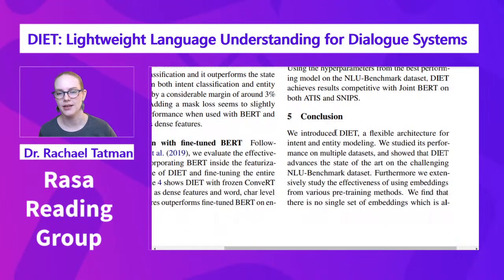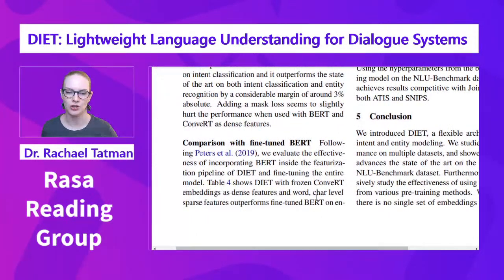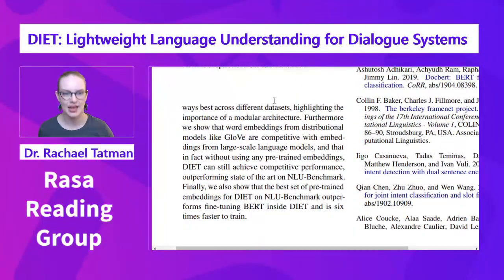All right, conclusion. We introduced DIET, a flexible architecture for entity and intent modeling. We study its performance on multiple datasets and showed that DIET advances the state-of-the-art on the challenging NLU benchmark dataset. Furthermore, we extensively studied the effectiveness of using embeddings from various pre-training methods. We find that there is no single set of embeddings which is always best across different datasets, highlighting the importance of a modular architecture.